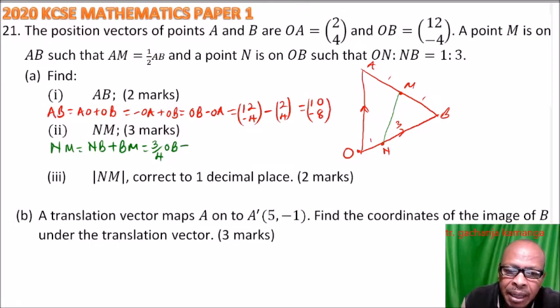Then we say plus. You note that in Roman number 1 we had AB, but we are moving against the direction of OB. BM is half AB, so we can say it is minus a half of AB. We put the minus to represent the direction, since we are moving against the vector AB, which we have already gotten there. So we say this is 3 out of 4. What is our OB? We have been given here. It is (12, -4).